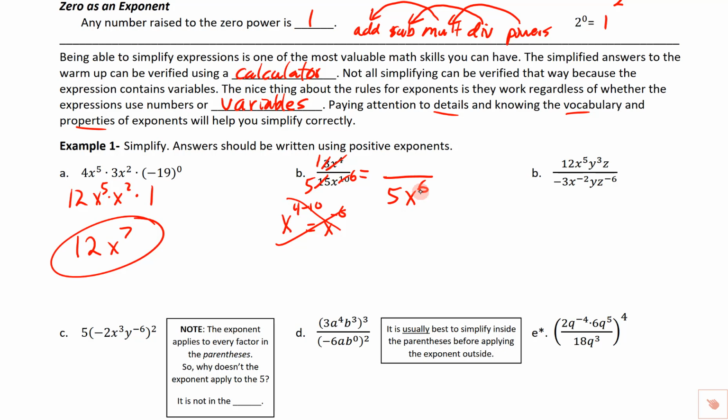Now, there's nothing left on the top, but keep in mind, when everything cancels through multiplication or division, there's always a 1 left, and we do have to write it when it's in the numerator. So there's our answer there.